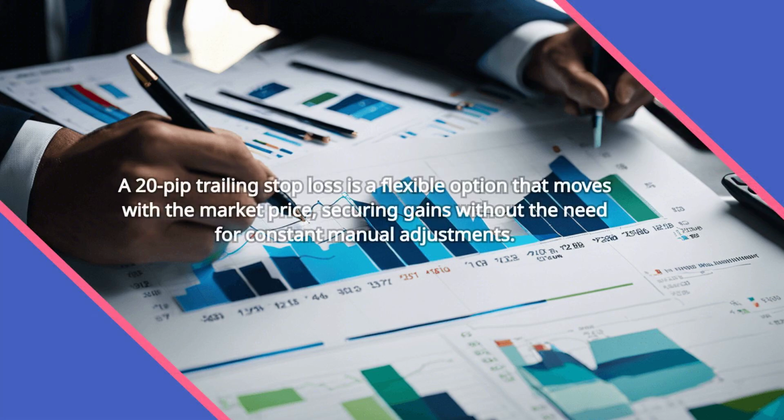A trailing stop loss is more flexible than the fixed type. It moves with the market's price if it's in the trader's favor. For instance, a 20-pip trailing stop will adjust as the market price goes up. This helps secure gains without a trader needing to constantly check and adjust their stop loss.